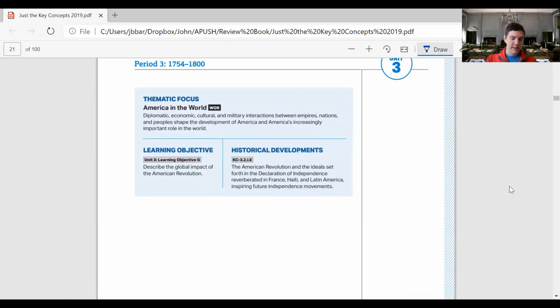When the United States declares independence and we leave from Great Britain, this is going to inspire many future independence movements around the world. France will have their own revolution, killing everybody and beheading them. Haiti is going to throw off their colonial leaders. Many Latin American countries are going to do this. So this is going to have great effect on North and South America in the years to come.